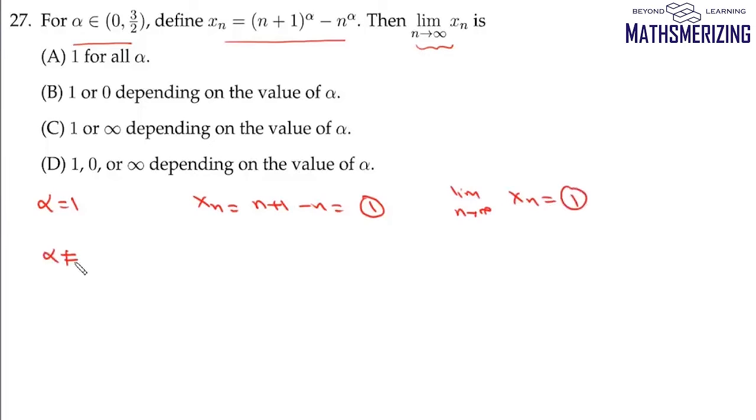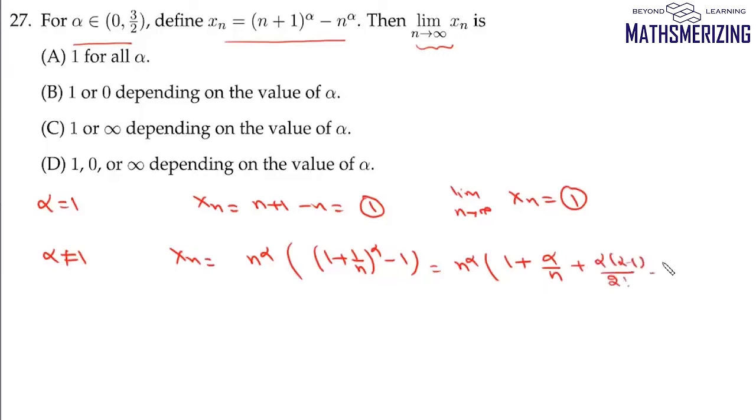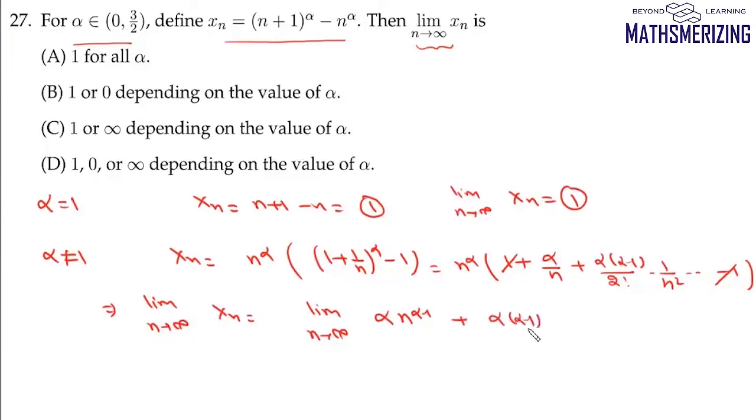Now when alpha is not equal to 1, then in that case we can write this xn as n to the power alpha into (1 plus 1 upon n) to the power alpha minus 1. We can write this as 1 plus alpha upon n, plus alpha into (alpha minus 1) upon factorial 2, 1 upon n square, and then minus 1. Now this 1 and 1 will cancel. So we can write limit n tends to infinity xn as limit n tends to infinity alpha into n to the power alpha minus 1 plus alpha into (alpha minus 1) upon factorial 2 n to the power alpha minus 2.